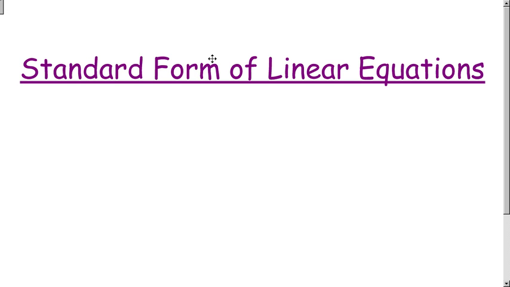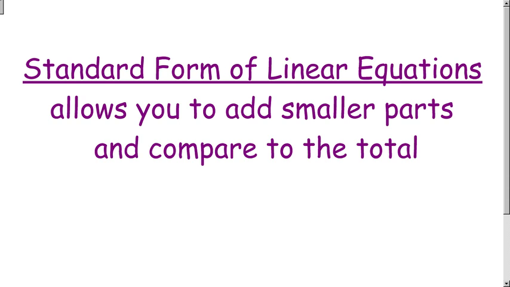Okay, we're going to spend a little bit of time talking about word problems and how to pull equations out of the word problems by identifying key components that are just little hints of what we need to form our equations. The first one we're going to look at is the standard form of linear equations. We're going to look at this because standard form allows you to compare parts to the total. And when you do that, you're going to pick out a smaller part and add it to another smaller part to get the total.